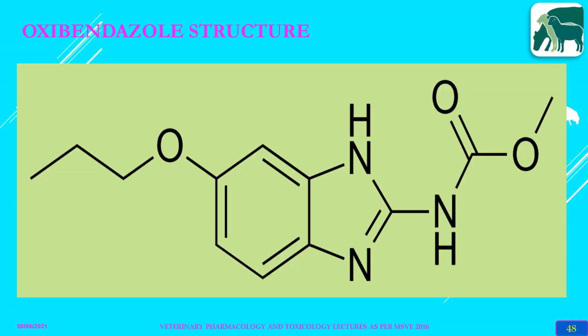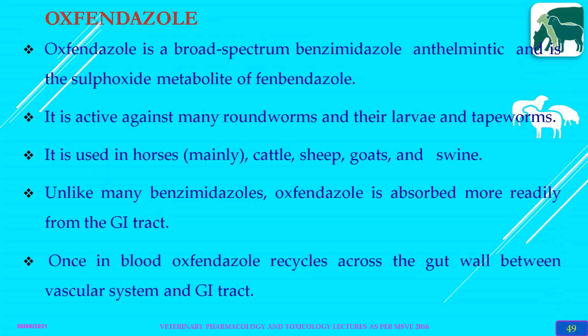It is somewhat similar to that of fenbendazole and mebendazole. Then oxfendazole is a broad spectrum benzimidazole anthelmintic, and the sulfoxide metabolite of fenbendazole. This is the oxfendazole. It is active against many roundworms and their larvae, and also certain tapeworms. It is used in horses, cattle, sheep, goat, and swine.